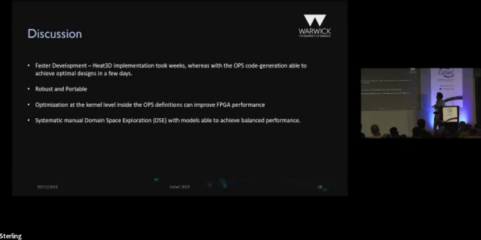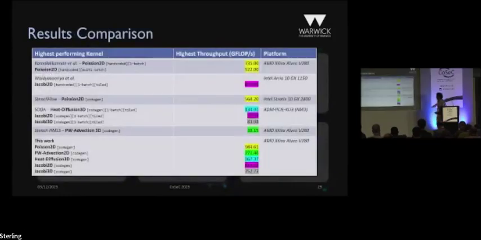And finally, we were able to optimize it with some model-based design space exploration. As you can see, we were matching some of the handwritten implementations, but we also outperformed them. For example, in Poisson 2D, the code-generated version outperformed most of the handwritten previous state-of-the-art works.